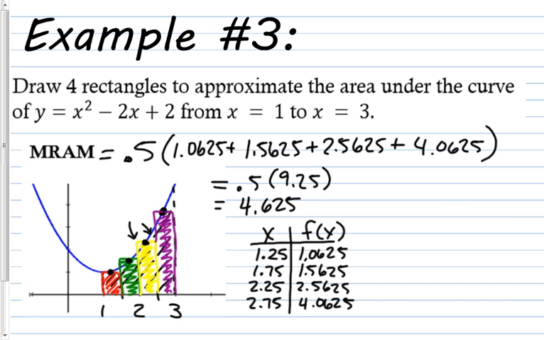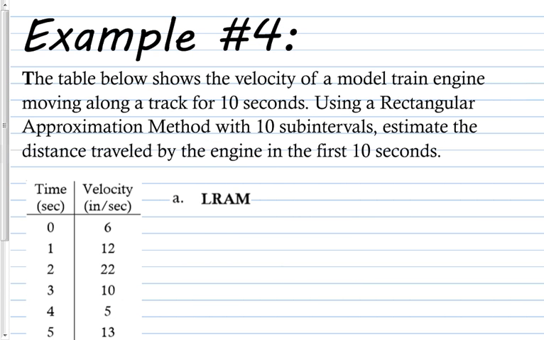Sorry. Okay, the table below shows the velocity of a model train engine moving along a track for 10 seconds. Using a rectangular approximation method with 10 sub-intervals, estimate the distance traveled by the engine in the first 10 seconds. This is a chart. There is no graph. We are not going to graph this. We're going to answer this using the chart. They want us to use 10 sub-intervals. That's basically saying 10 rectangles.